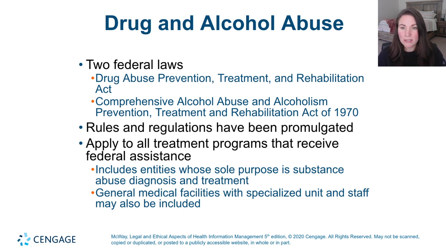Both of these laws give the Secretary of Health and Human Services the authority to make rules and regulations for these types of records that apply to any treatment program that receives federal assistance. So this would be a facility whose only purpose is to provide alcohol or drug abuse treatment. But it also includes general medical facilities if they have an identified separate unit or specific staff that is designated to deal with drug and alcohol abuse diagnosis and treatment.